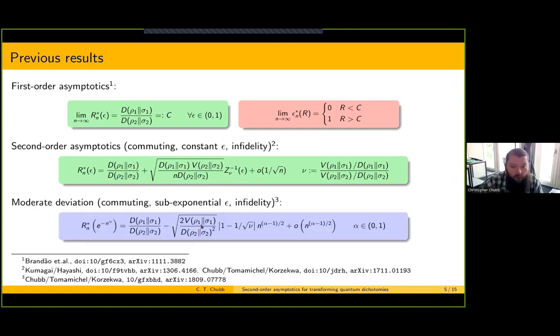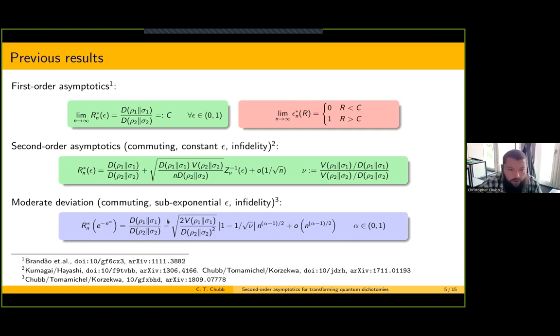We also had a second follow-up paper where we looked at the so-called moderate deviation regime. I'll explain exactly what that means in a few slides. But basically here, instead of just doing a constant error, we now are allowing shrinking error, but only sub-exponentially, right? So we have something like e to the minus n to the alpha, with alpha between 0 and 1, right? So not quite exponential, which is another interesting regime, but anything between exponential and constant we can also do.